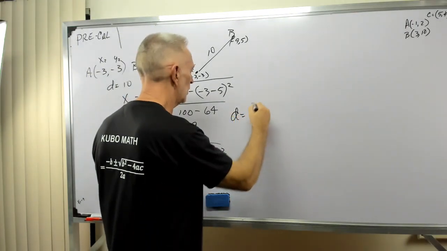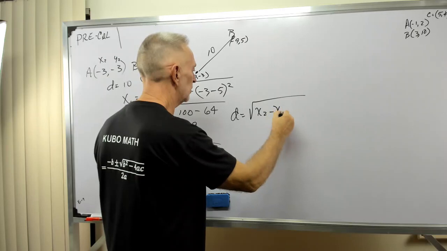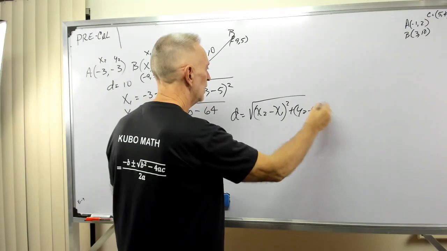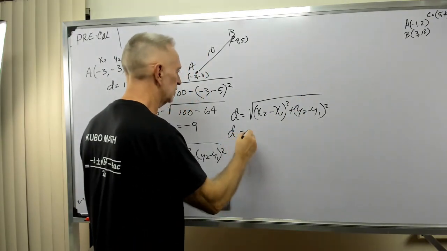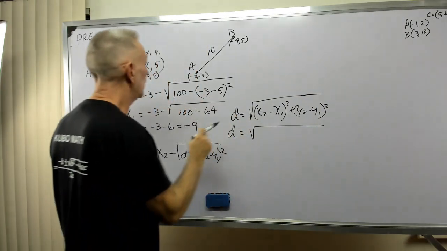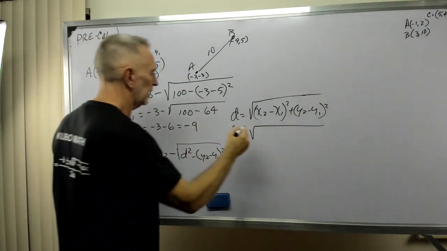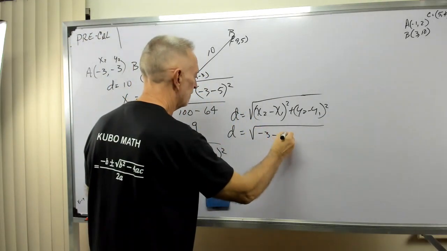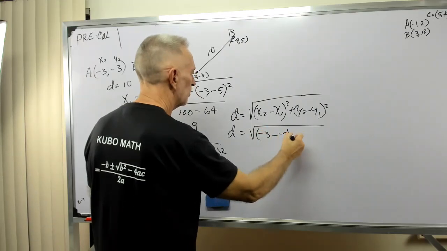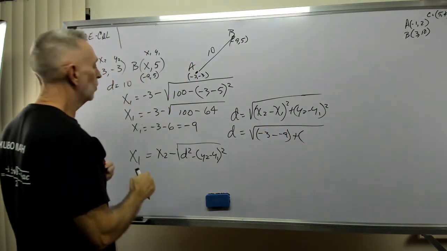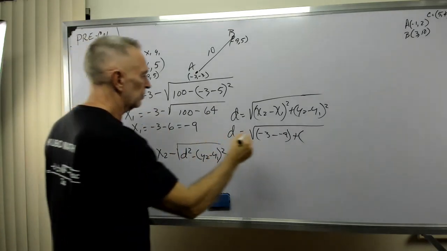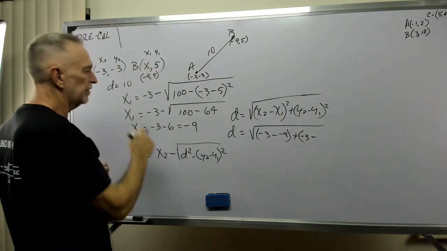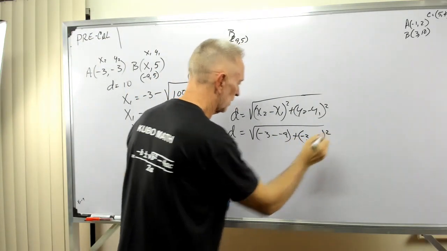Distance equals the square root of x sub 2 minus x sub 1, squared, plus y sub 2 minus y sub 1, squared. And the square root of that sum, distance equals the square root of x sub 2, negative 3, minus x sub 1, which is negative 9, plus y sub 2, which is negative 3, minus y sub 1, which is 5, and that squared.